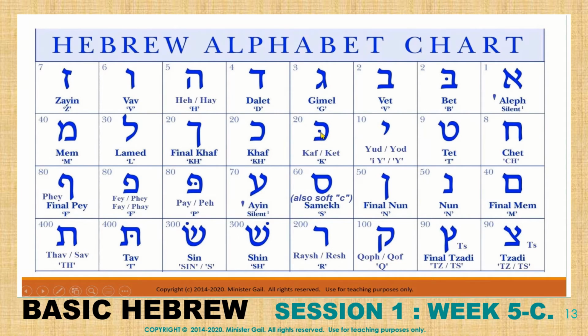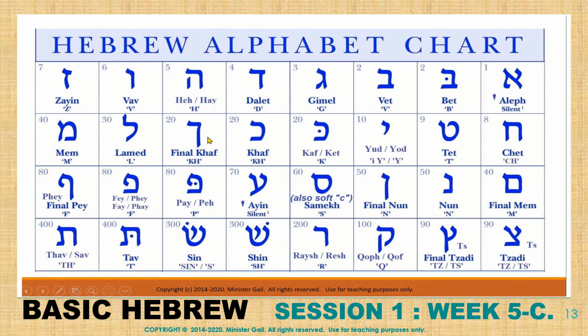K, when the dot's in the center, it's a hard sound of K, like cough, ket, K. This has the guttural sound, chaf, K-H, sometimes C-H. Looks like the crown that the priests wear, the holiness to the crown. This is the final or sofit letter for K-H.